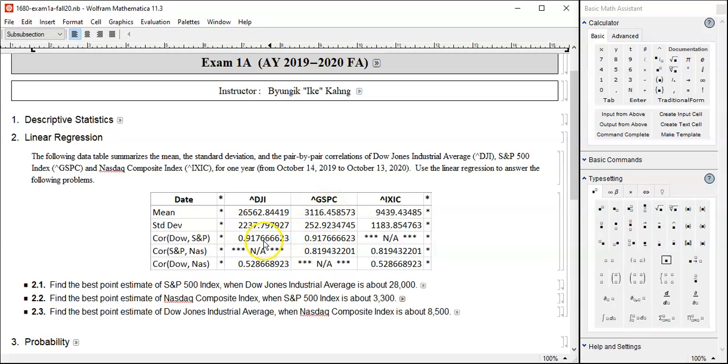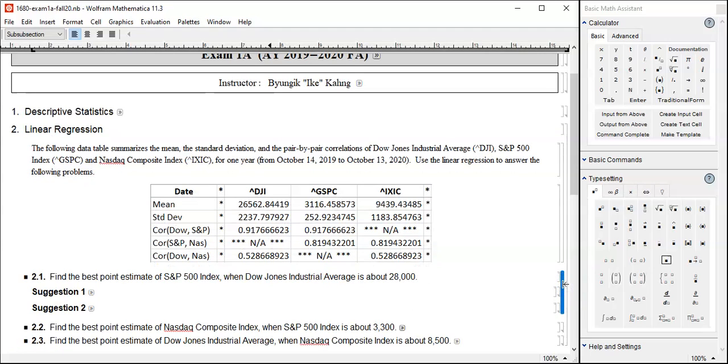Look at the correlation, and correlation is pretty strong, 0.91 something. So yes, very strong correlation positively. So you're going to get larger than 3,100 something, significantly larger. All right, let's begin. And here are two suggestions. First suggestion is to use my method.